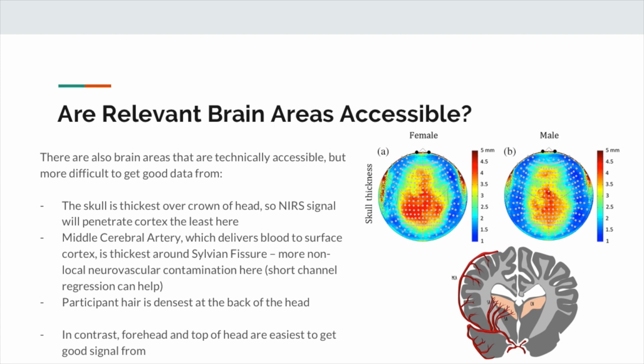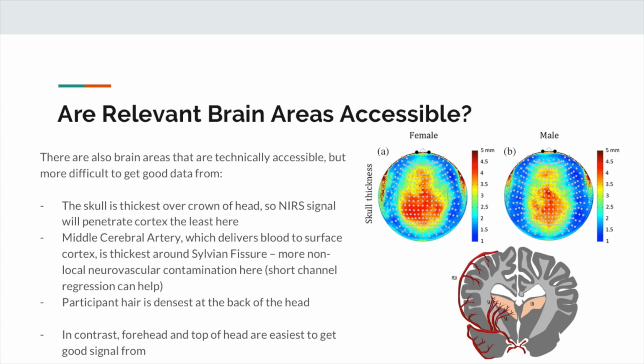When you are looking at brain areas that are technically accessible, there are still some that are going to be more difficult to get good data from than others. On the adult head in both males and females, the skull is thickest over the crown of the head, the back top of your head. So the signal you're recording from there is going to involve the least amount of cerebral cortex. It won't penetrate as far into the cortex as if you put the channel anywhere else in the head.